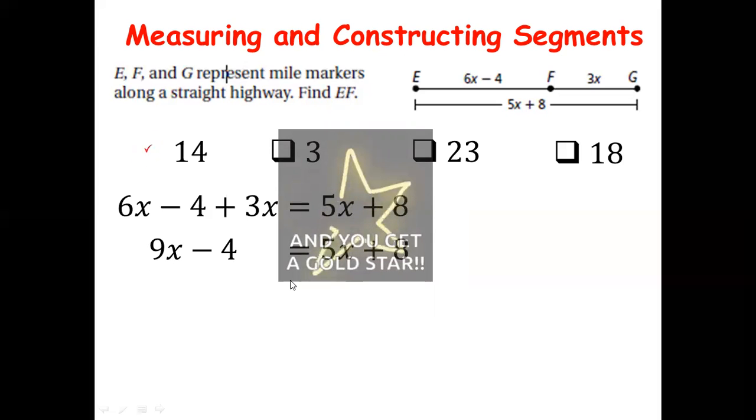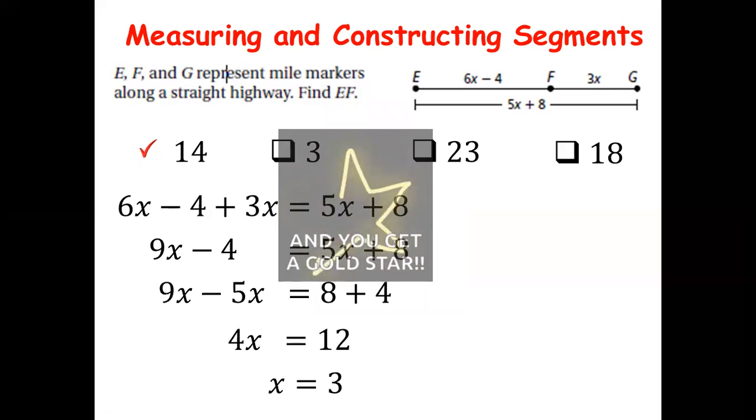So what you do next is you move the variables to one side and you move the numbers to the other, right? So that becomes 9x minus 5x because it is positive here. When it moves to the other side, it becomes a negative 5x. Then it becomes 8 plus 4, because minus 4, when you move to the other side, will give you a plus 4. So 9x minus 5x gives us 4x. 8 plus 4 is 12. x is going to be 12 divided by 4. So the value of x is going to be 3.